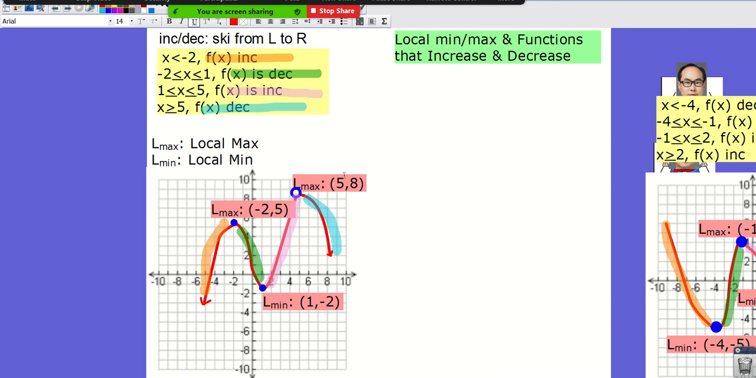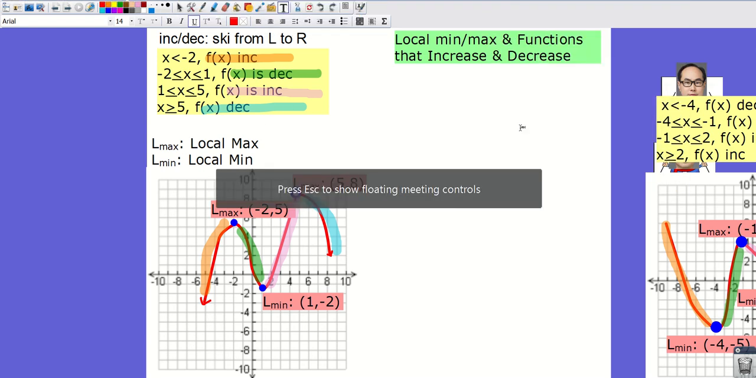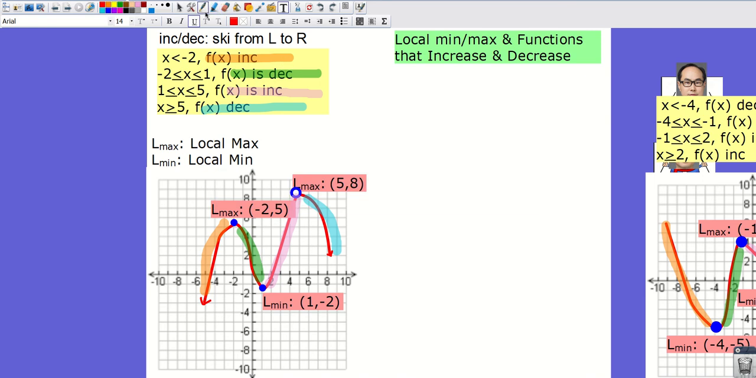Okay, today's lesson is going to have to do with local minimums and maximums. This is actually something that you should have learned in IM3 Advanced. Folks, if you have trouble hearing me, please unmute yourselves and let me know.